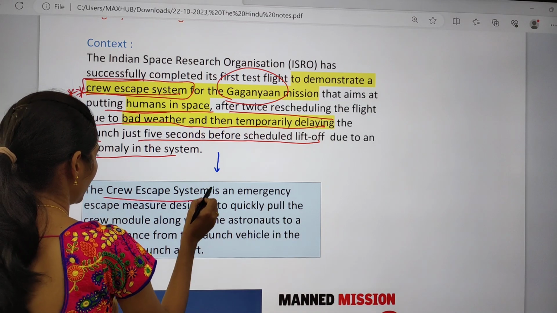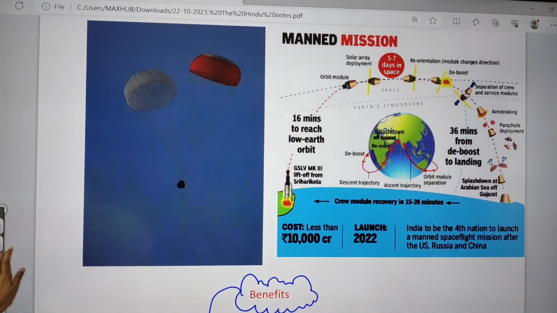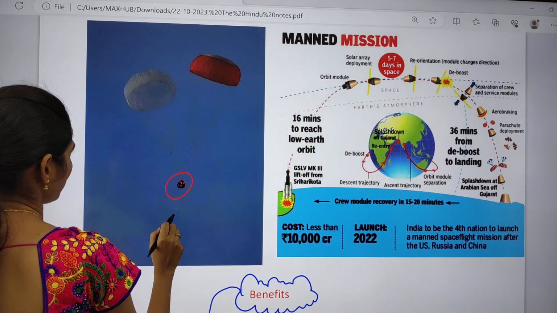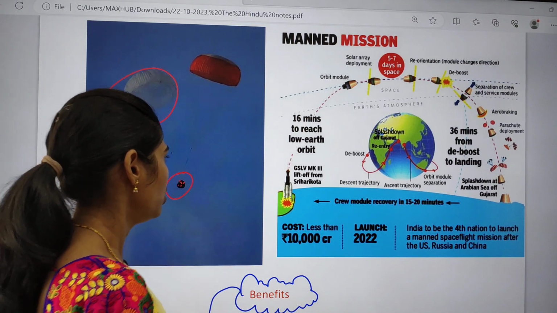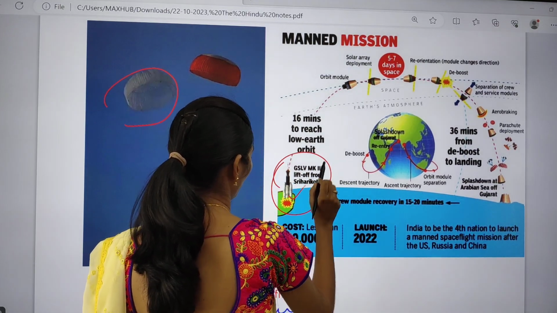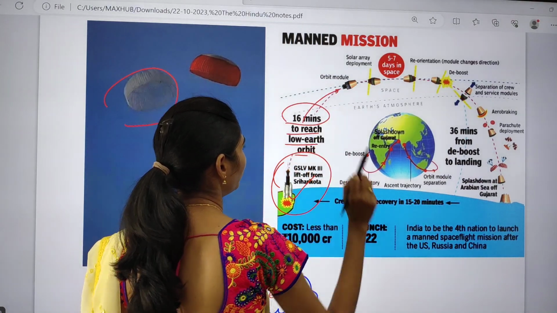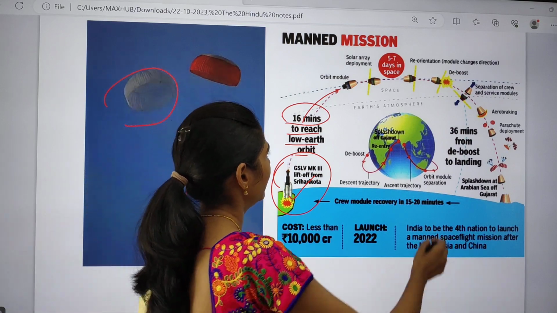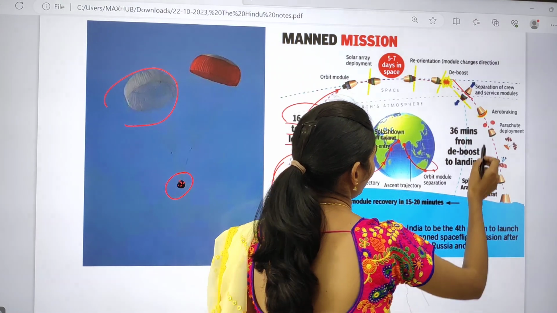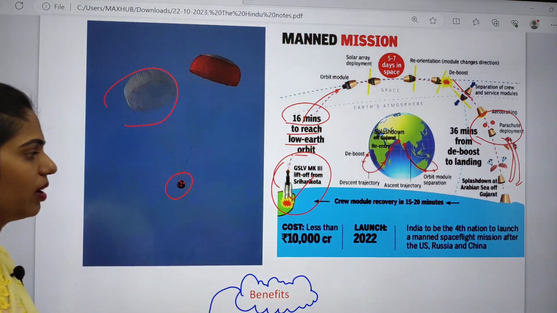The crew escape system is an emergency escape measure through which the astronauts can come out. Here, this crew module will be carrying the astronauts, and they can use these parachutes and come down. In this Gaganyaan manned mission, we are using GSLV Mark 3 to launch, and it will take 16 minutes to reach low Earth orbit. From there the orbit module will be released. In that orbit module we have both the crew module and the service module, and after that the separation of these two will happen. By using the parachute, the astronauts can safely come down. So this is the plan.